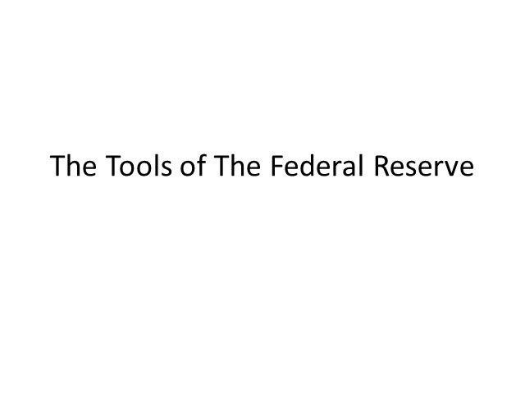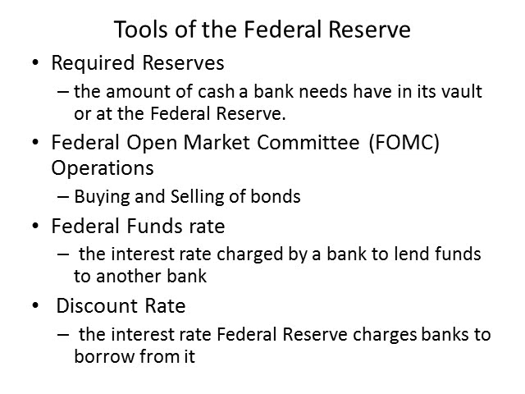Let's look at the various tools of the Federal Reserve to influence the money supply. As you may remember from the last lecture, the Federal Reserve has 4 tools to manipulate the money supply. First off, it can manipulate the required reserve ratio, that is the amount of cash that the bank needs to have in its vaults or at the Federal Reserve.